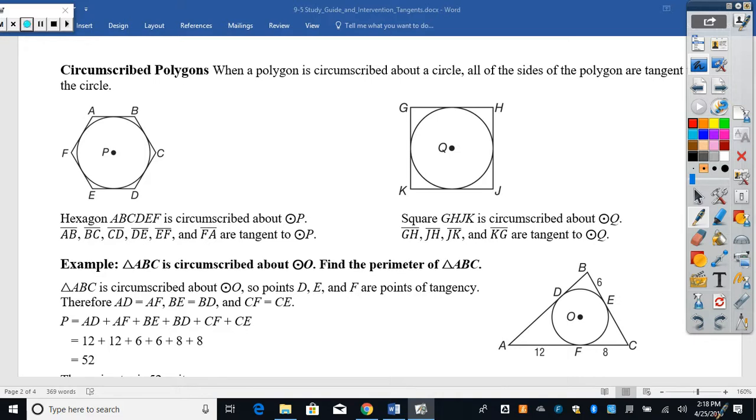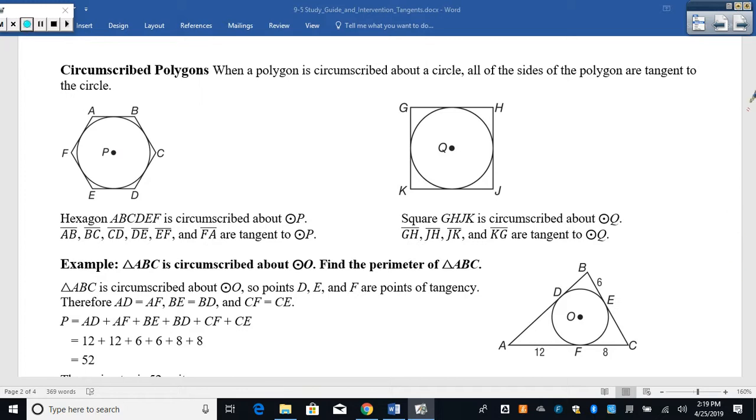So circumscribed polygons. The other day we talked about inscribed, when it's inside the figure. Circumscribed, remember, means when it's outside the figure, when the sides touch. So if I were you, I would highlight this whole statement here, okay? Read through that, make sure we understand what's going on. Circumscribed when it's on the outside, inscribed when it's on the inside, okay? So read through that, make sure you're familiar with that.